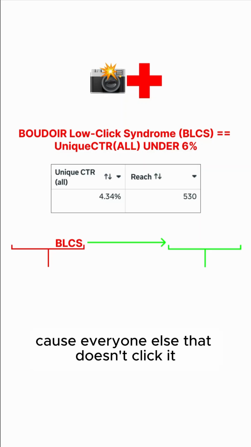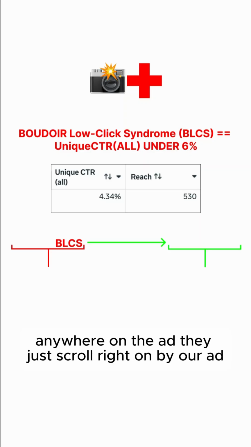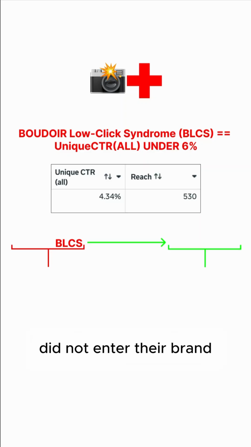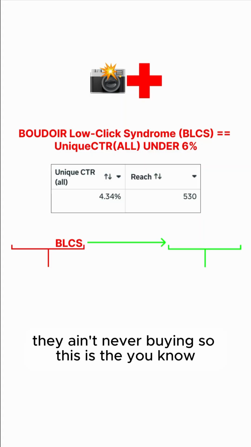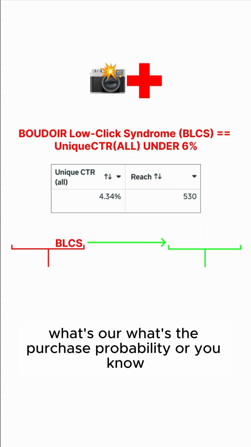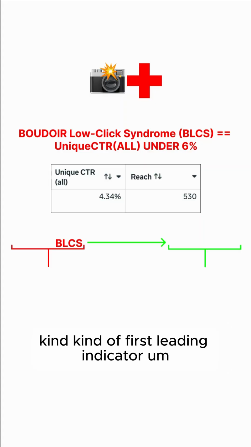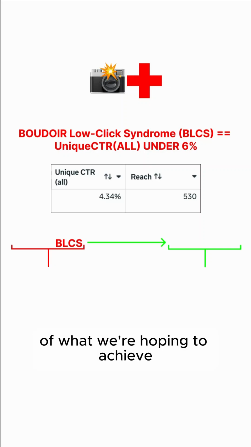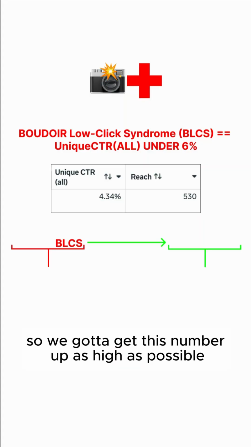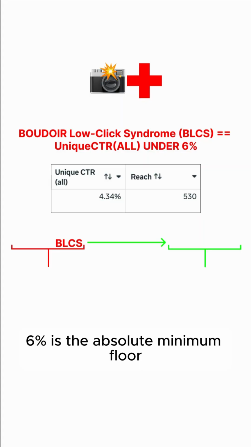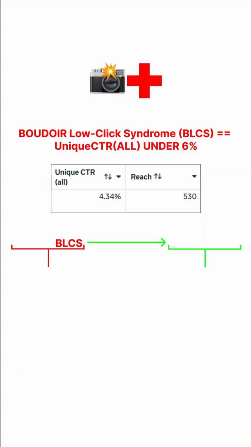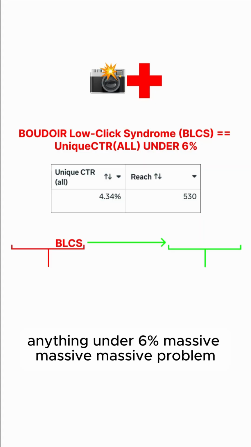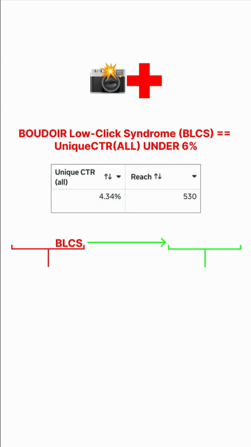Because everyone else that doesn't click anywhere on the ad, they just scroll right on by. Our ad did not enter their brain. They ain't never buying. So this is the purchase probability, the first leading indicator of what we're hoping to achieve. So we gotta get this number up as high as possible. 6% is the absolute minimum floor. Anything under 6%, massive, massive, massive problem.